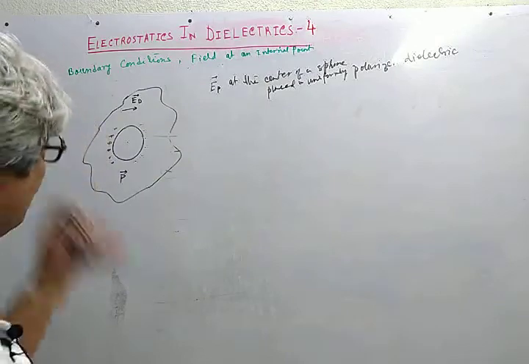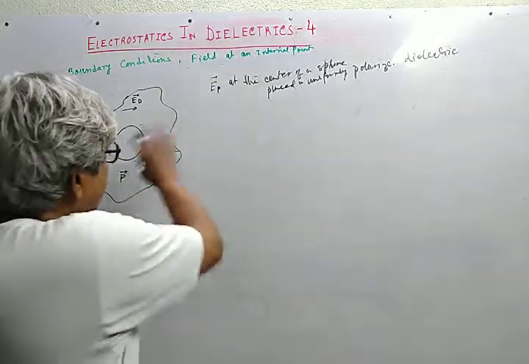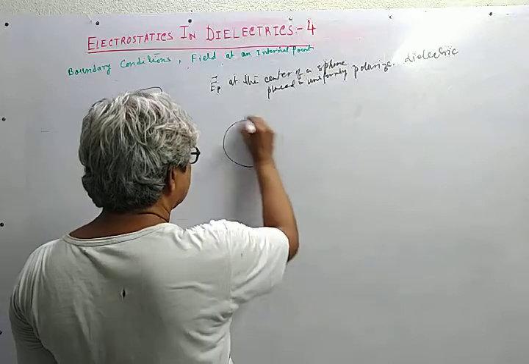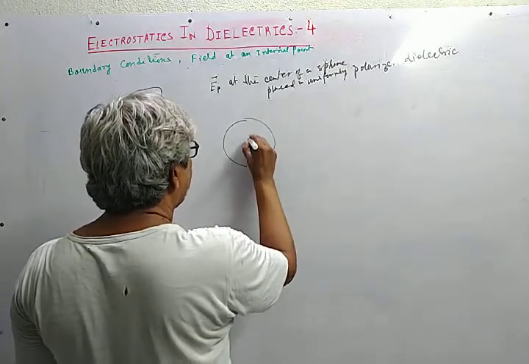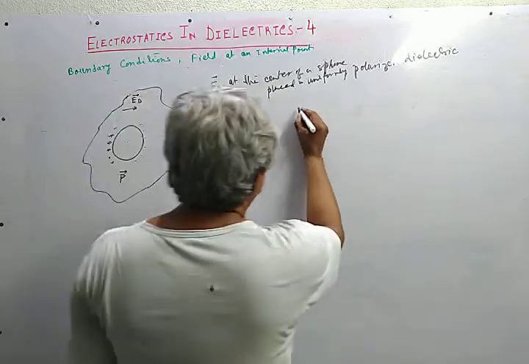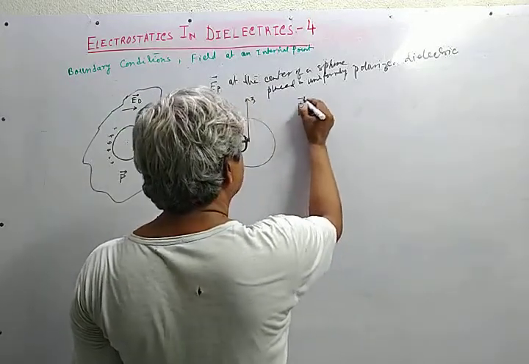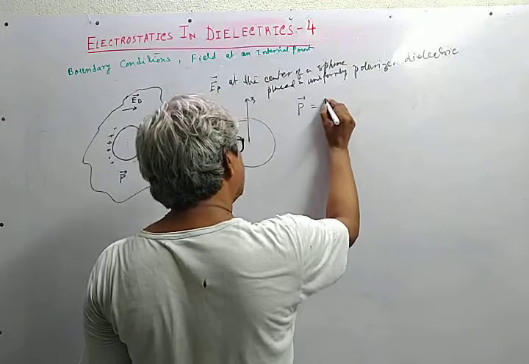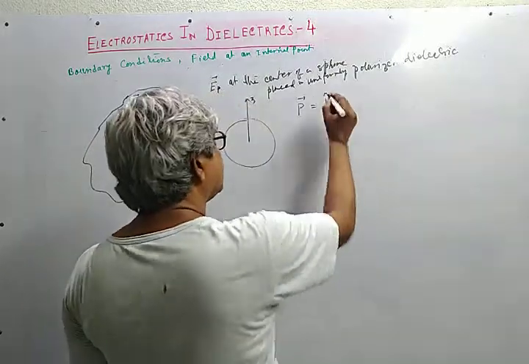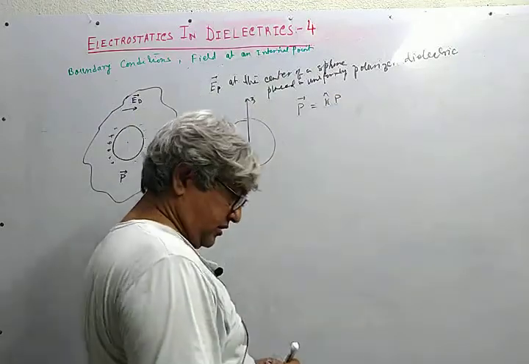This is the case. We assume, let me situate, this is the sphere. We assume that the polarization is along the z-axis. So assuming the polarization to be along the z-axis and uniform, it is k cap P, where P is a constant. This is the polarization part.